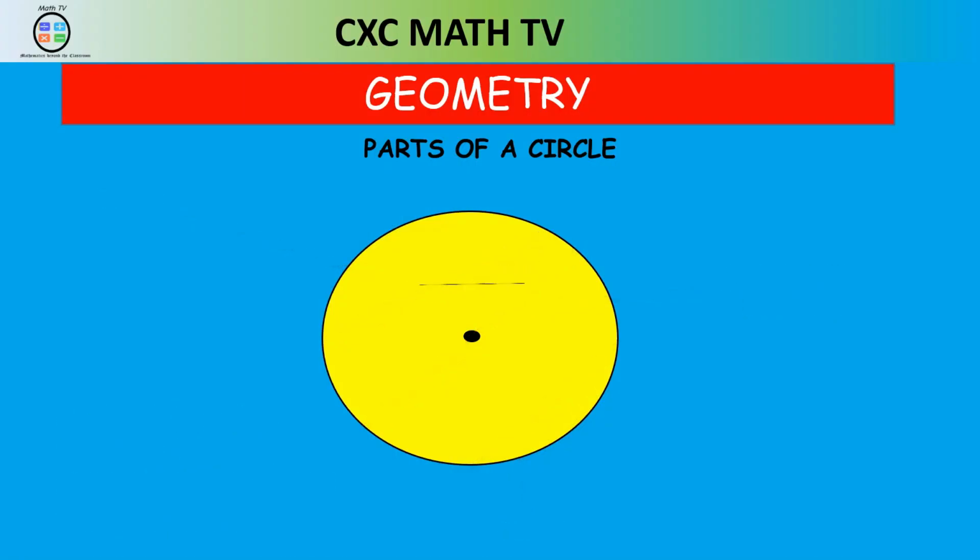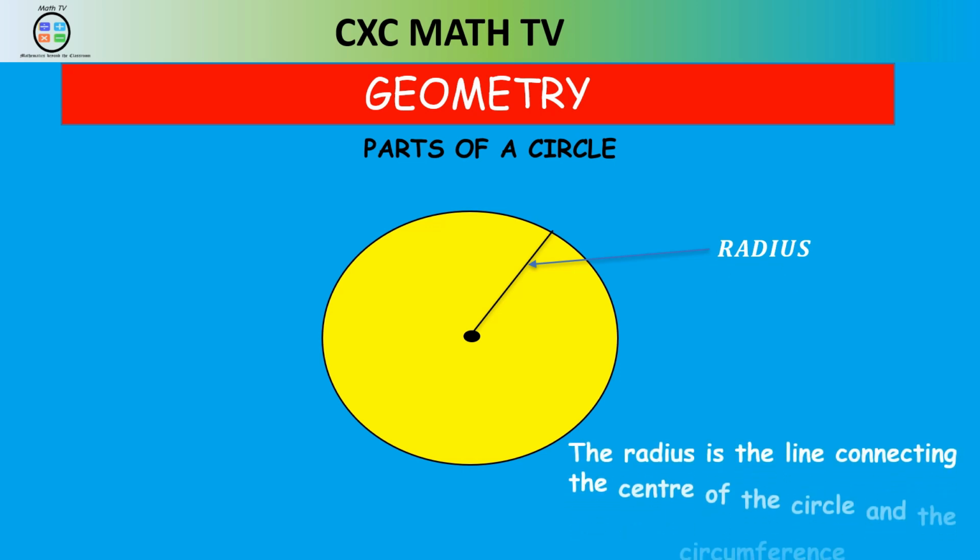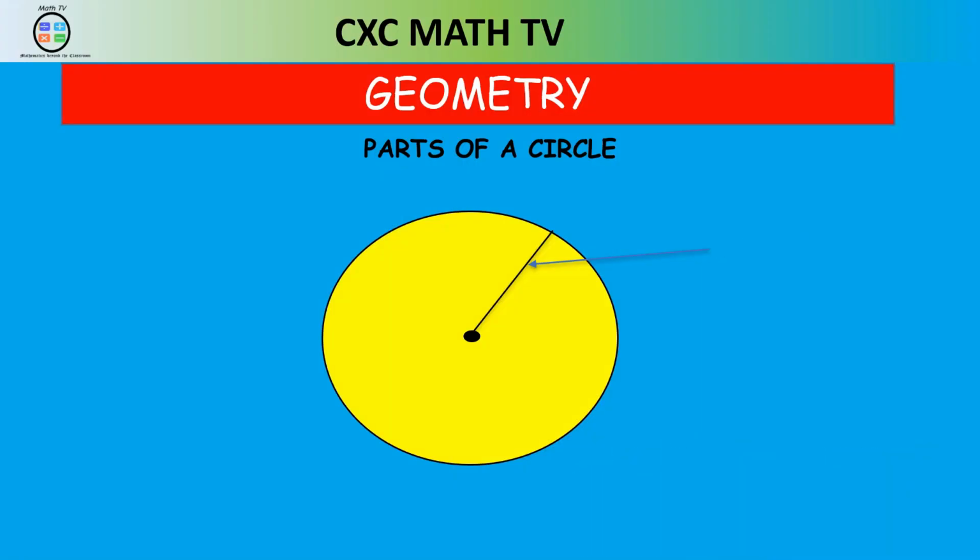Then we have the radius. The radius is just a line from a point on the circumference of the circle to its center. That's known as the radius. When we have two or more radius, we call it radii.